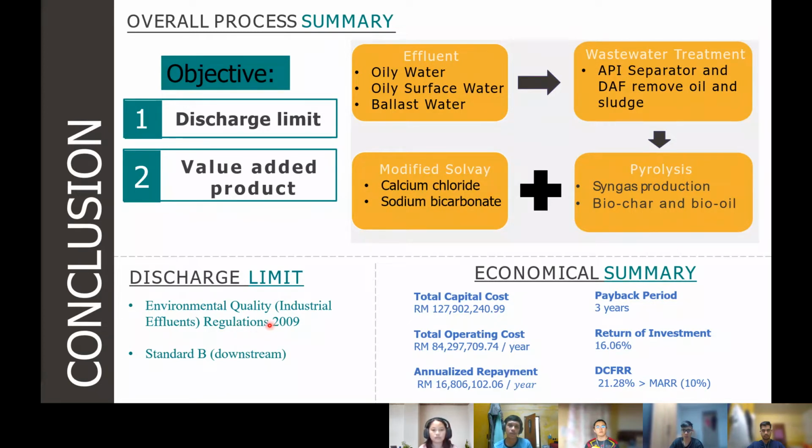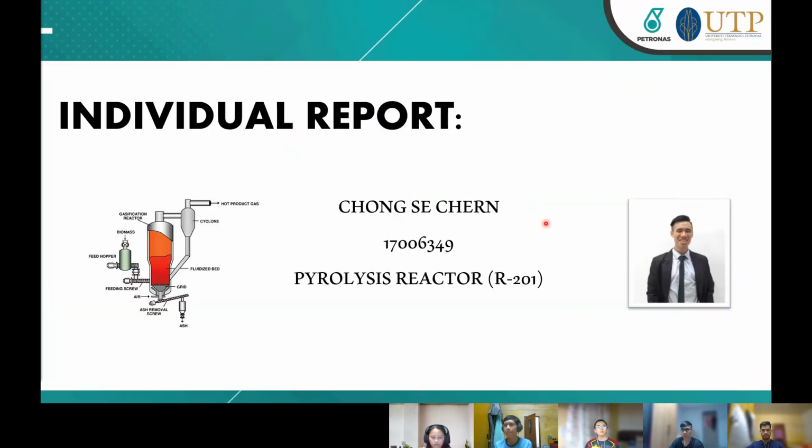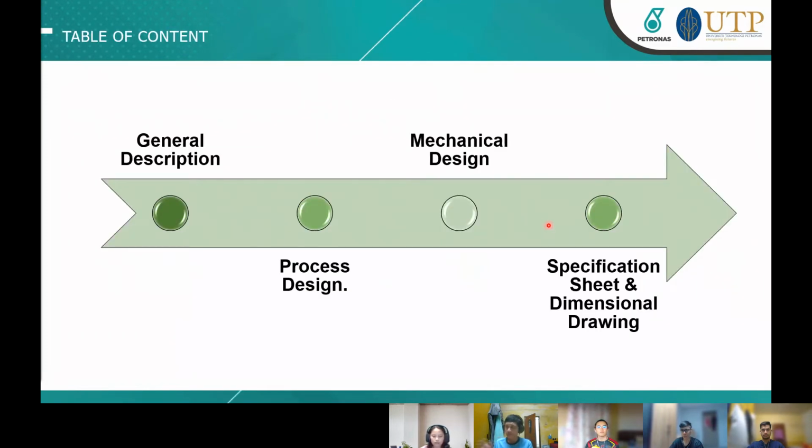Furthermore, the computed capital and operating costs are approximately 128 million and 84 million respectively. The DCFR of 21.3%, which is greater than the MAR of 10%, justifies that this plant design is economically feasible. Next, each of us will present our individual major equipment design. Allow me to begin my section with the design of pyrolysis reactor R201.